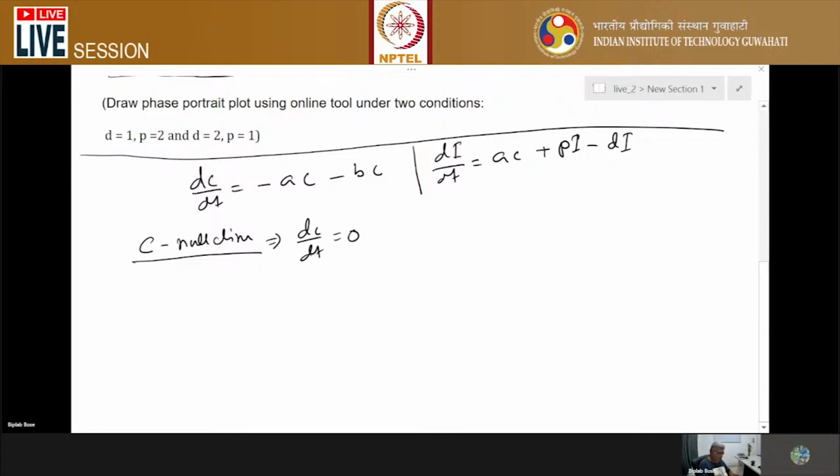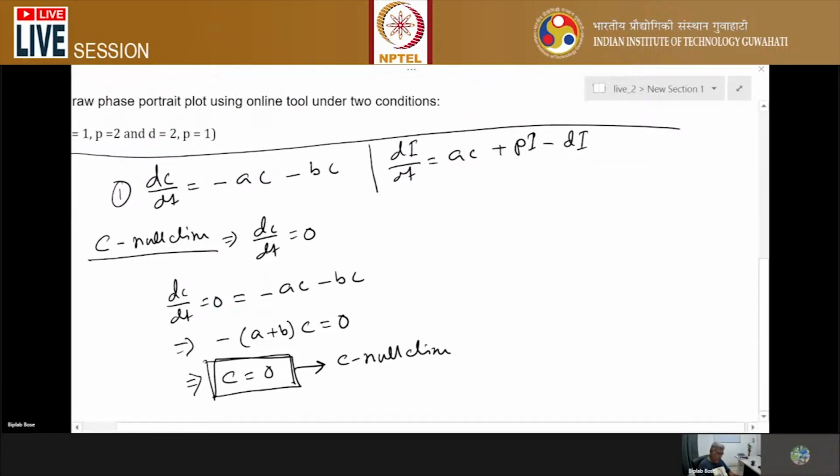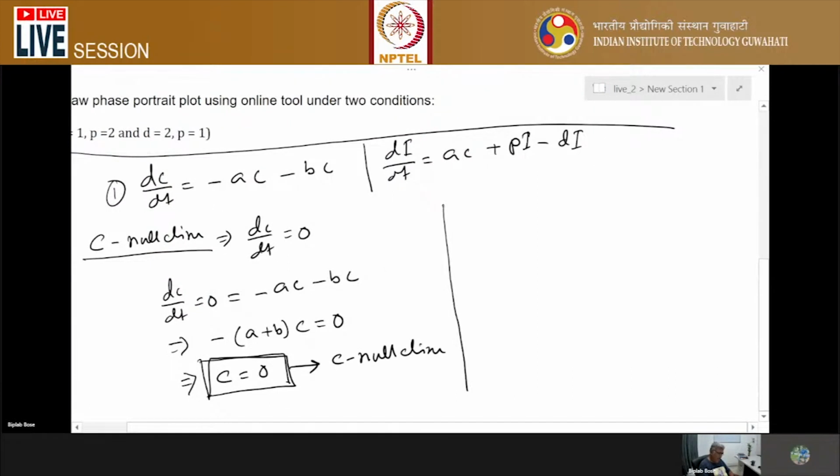So take the first equation, equation 1. So dC/dt equal to 0 equal to minus AC minus BC. So that means minus (A plus B) into C equal to 0. That means C equal to 0. This is a curve. This will be called the C null-line, right? And I have to draw it. And then I have to find out the steady state using this. So this is the C null-line. Let us check the I null-line.